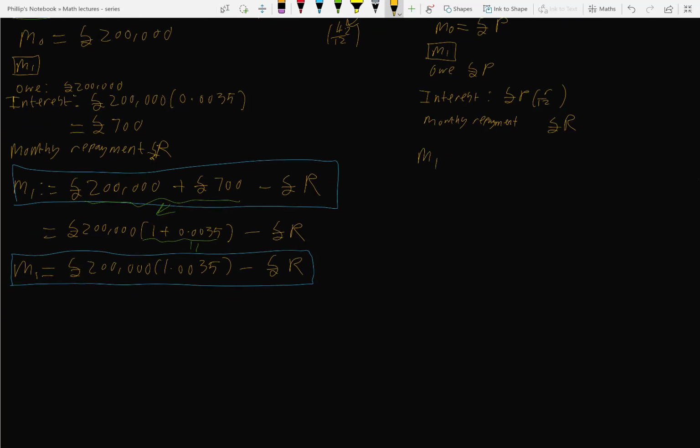So M1 in this case is equal to P plus P times R over 12 minus capital R, which, factoring out P, is P times (1 plus R over 12) minus R. We can even factor out the pound sign. We could have done that in the example too: £200,000 times 1.0035 minus capital R.